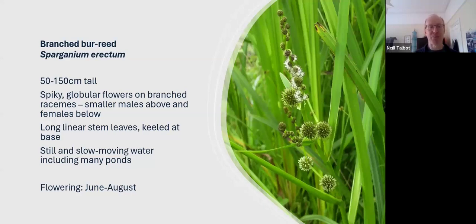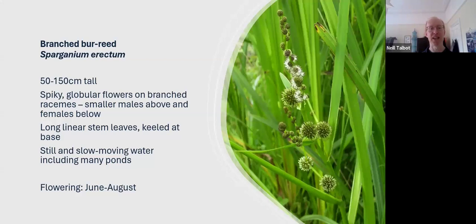But the branched burr reed, I tend to see this mainly in still and slow-moving water, quite often on the margins of a river or stream and pond margins. It can become quite abundant in ponds, so it can take over a bit. But you can see in the picture, it shows quite well the difference between the male and female flowers. They're both spiky and globular, but the male ones are the smaller ones above and the female below.